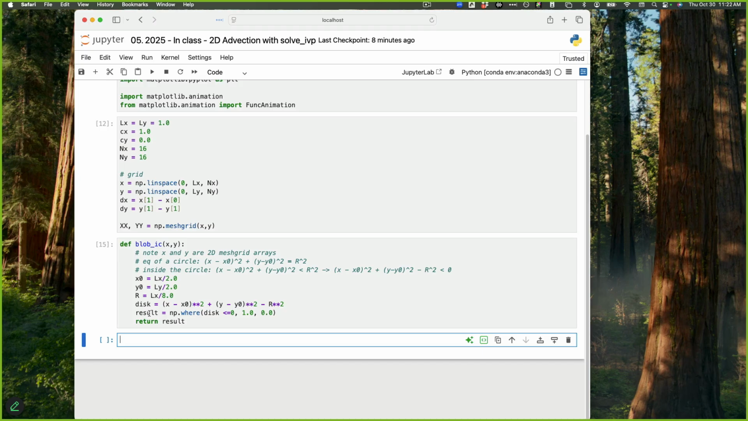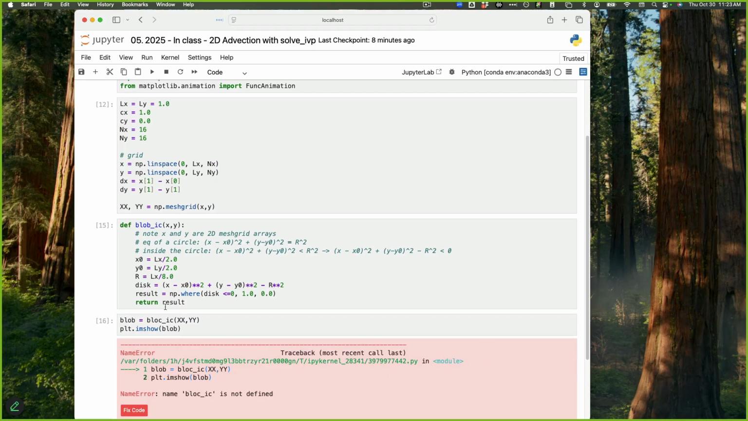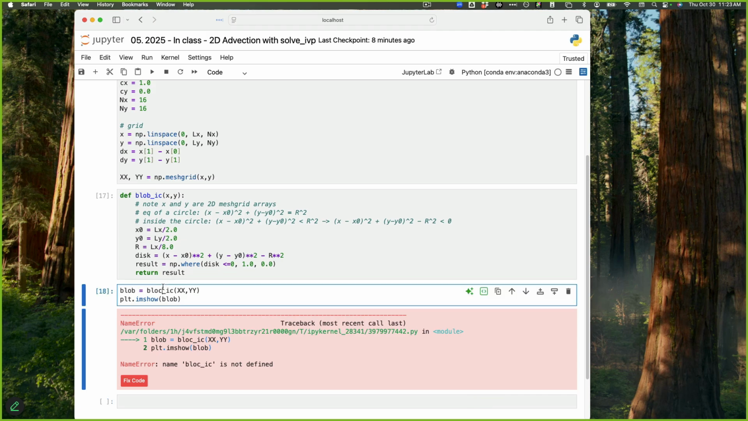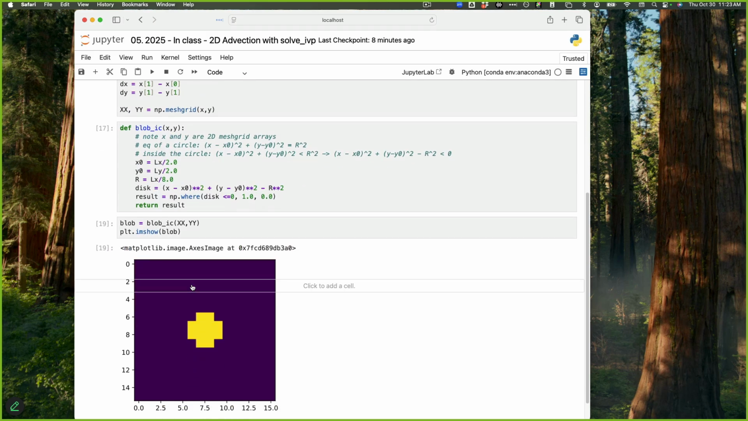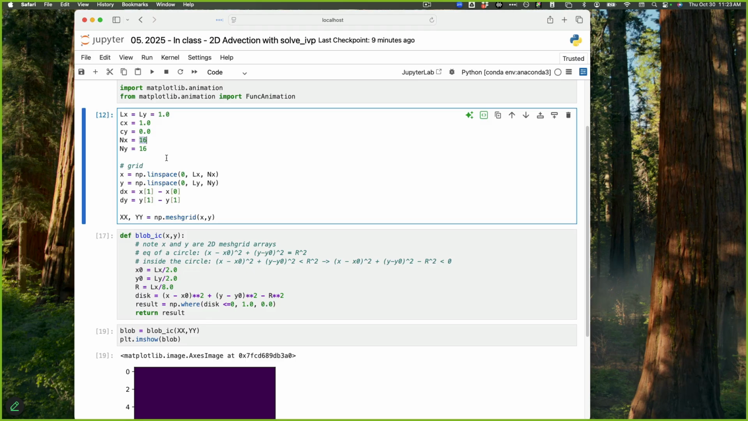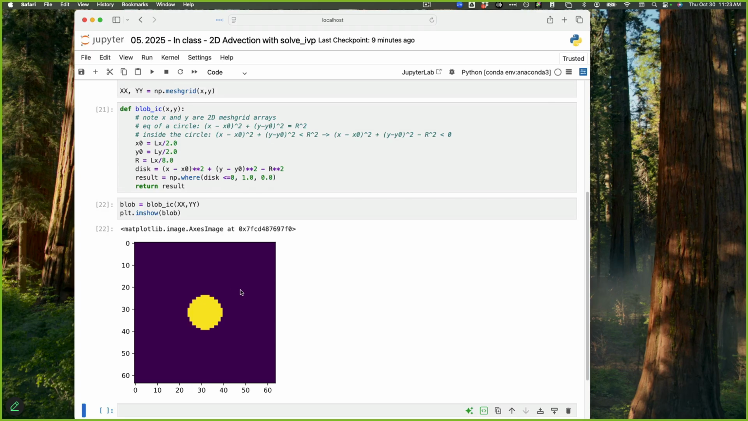Let me show you how this is going to look. If I do blob equal blob initial condition with xx, yy, and then plt.imshow of blob. Look at that. The yellow value is 1, the blue value is 0. Now, this looks ragged because it's a structured grid. Once you go to more resolution, 64, it's going to look more and more like a disk, like a blob. Okay? Magic. Python.